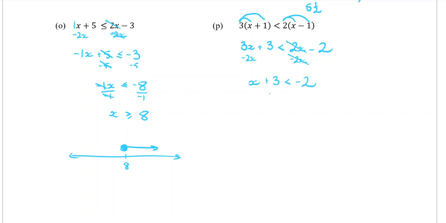Then all I need to do is subtract 3. x is all by itself. Minus 2 minus 3 makes negative 5. And putting it on a number line, so minus 5 in the middle, open circle, less than is pointing to the left.